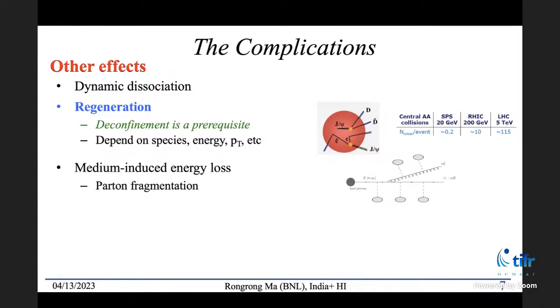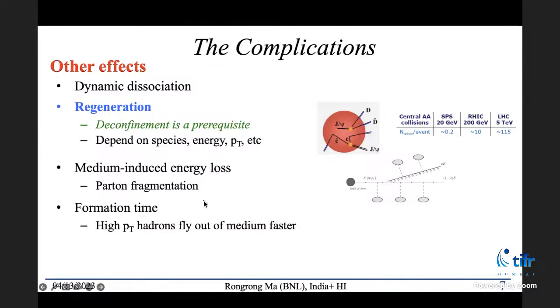There's also the so-called medium-induced energy loss. The idea is, as you go to higher and higher pT, those quarkonia, for example J/psi, may come from gluon fragmentation, and those gluons can already lose energy in the QGP, like jet quenching, before they fragment into J/psi. So that's another complication when we try to interpret the results, especially at high pT. Then we have the so-called formation time effect. The idea is that high pT hadrons, or high pT J/psi, can fly out of the medium faster, and they might have less interaction with the medium. So in terms of suppression, they may have less suppression compared to low pT J/psi.